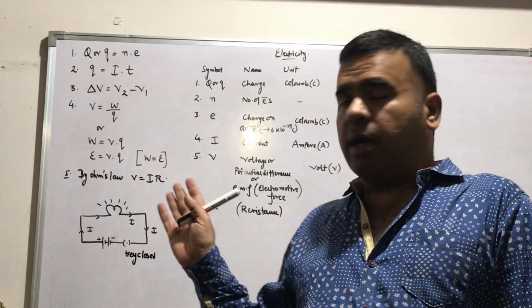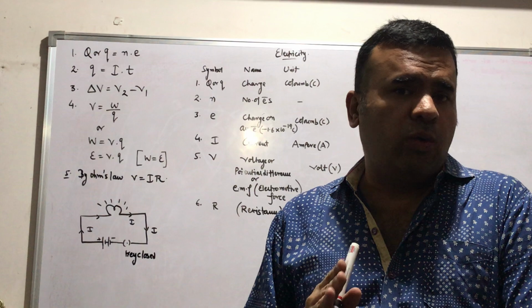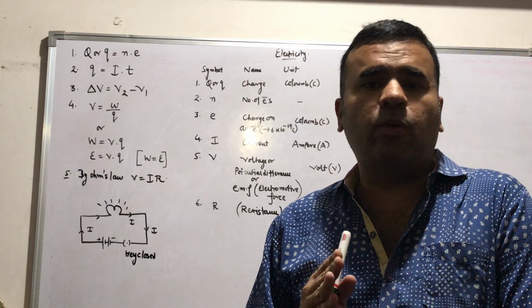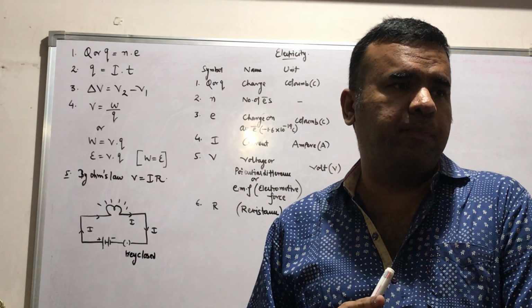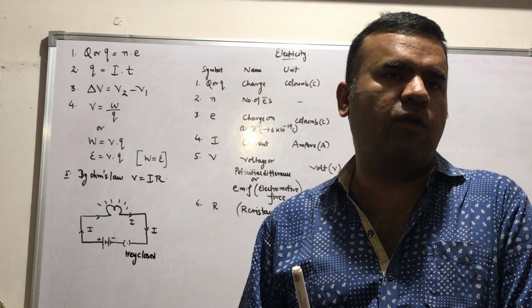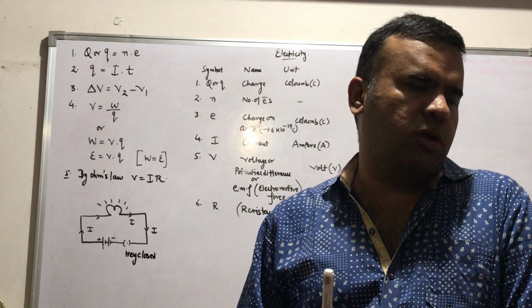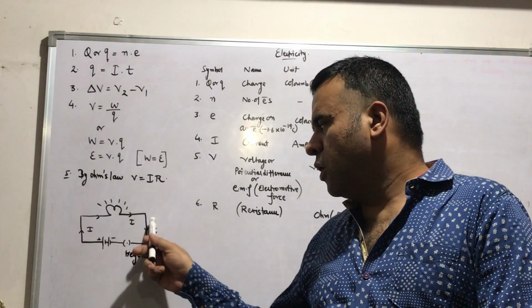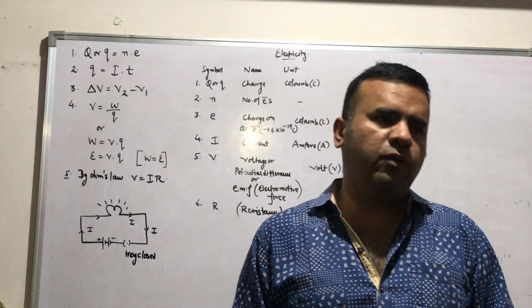Now, before starting with this term electricity, as I have told you, it is the movement of electrons. Electrons move from negative to positive terminal, and the direction of current is opposite to that of electrons. Current always moves from the positive terminal of the battery to the negative terminal of the battery.